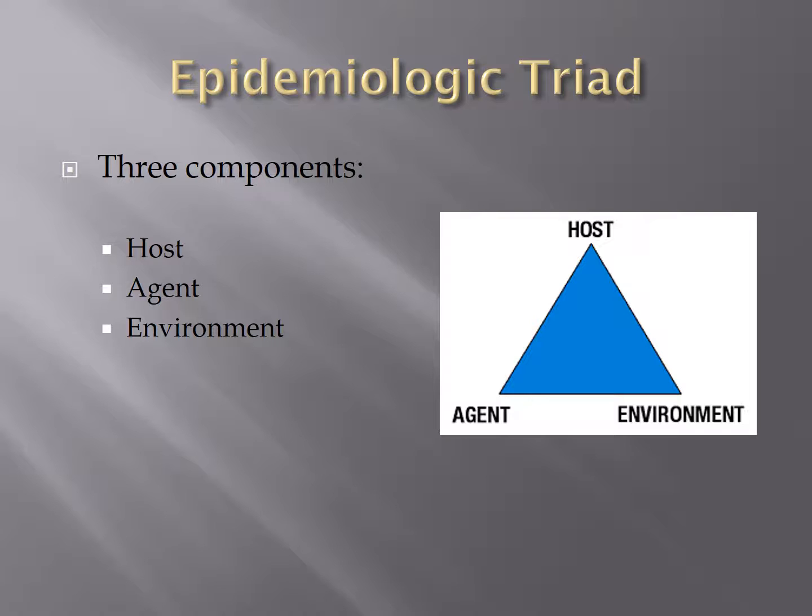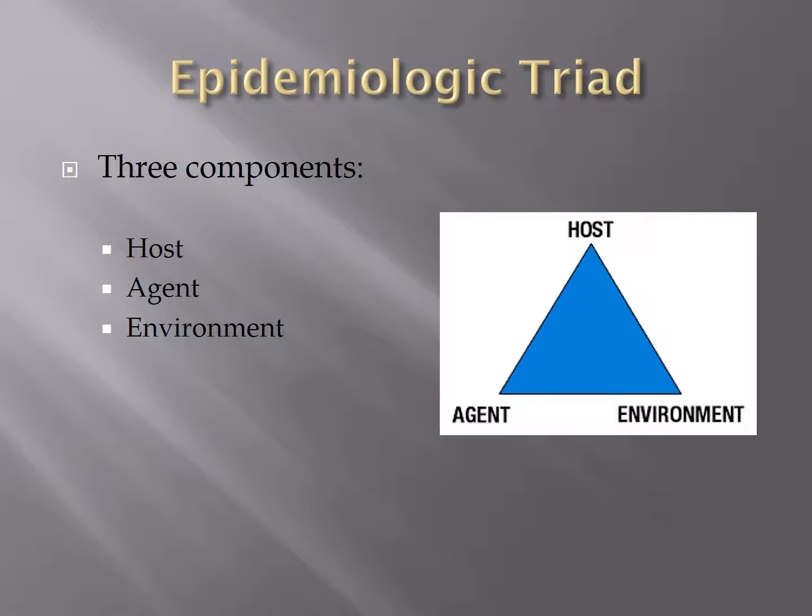The agent can be an animate or inanimate object that causes disease. It's an element or force that can initiate or potentiate a health problem. There are three types of agents: chemical, such as drugs, toxins, or pollutants; physical, noise, temperature, or trauma; and infectious, such as viruses and bacteria.